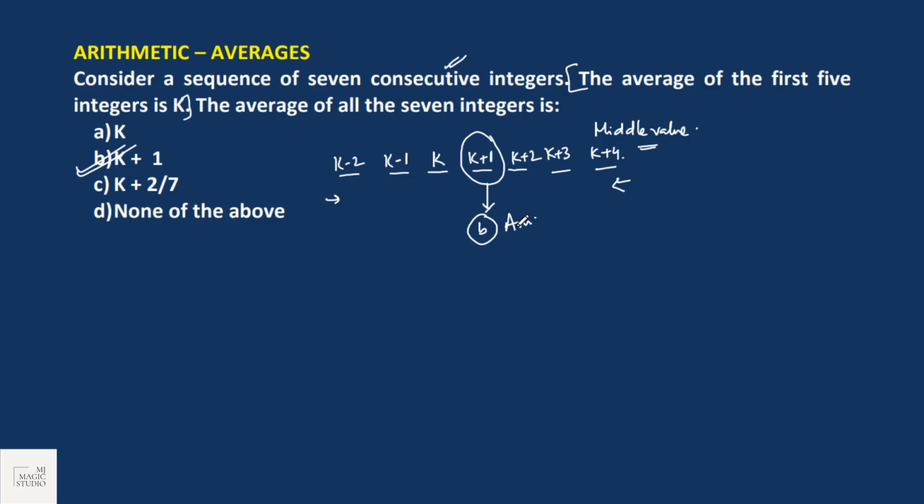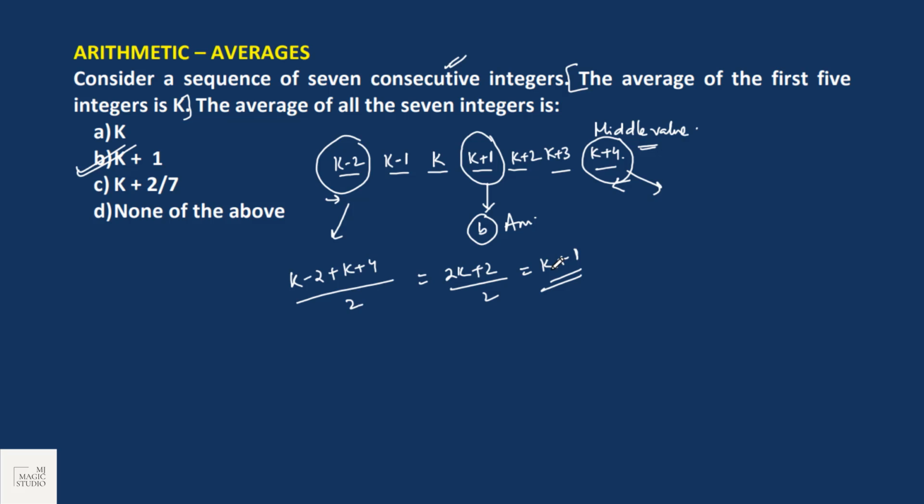This is based on the properties of averages of consecutive integers, or if the numbers are in AP, the average is nothing but the middle value, or it is nothing but the first value plus last value divided by 2. With that property also you can check. Average of consecutive numbers is first value plus last value divided by 2. K minus 2 plus k plus 4 divided by 2 will give 2k plus 2 by 2. This will also give us k plus 1, whatever method you want to follow. Option B is the pick.